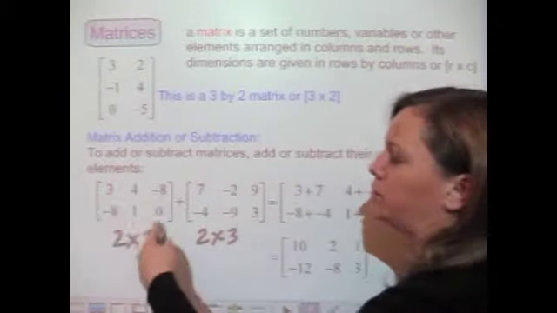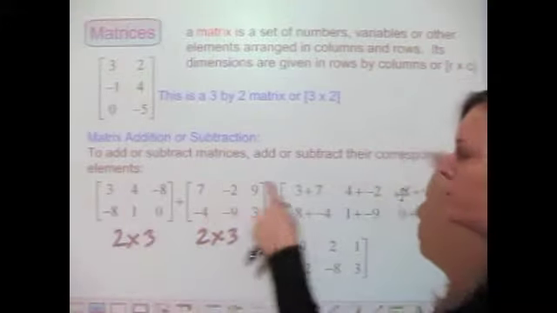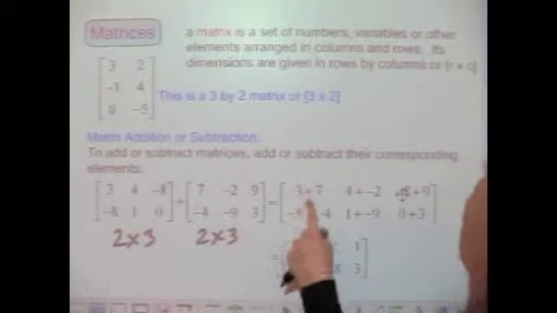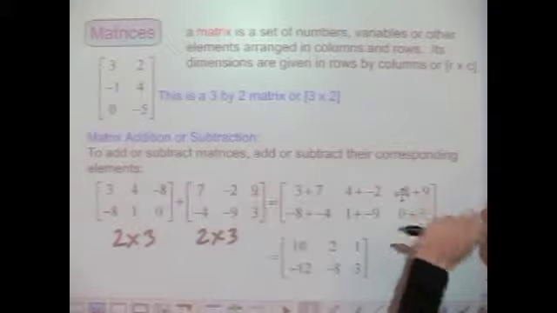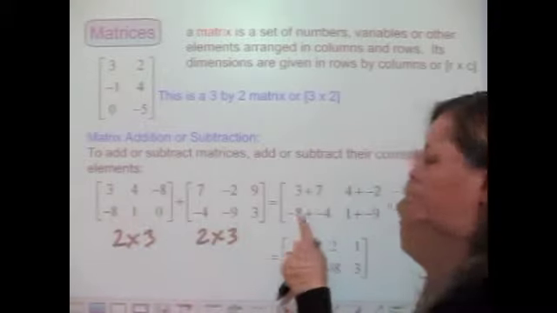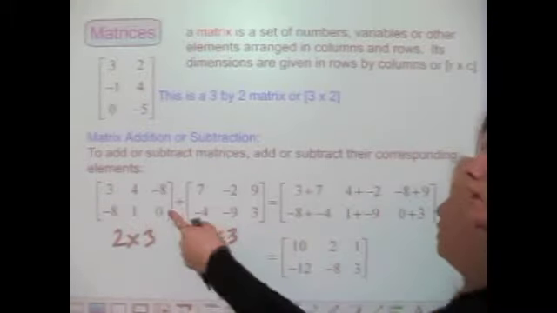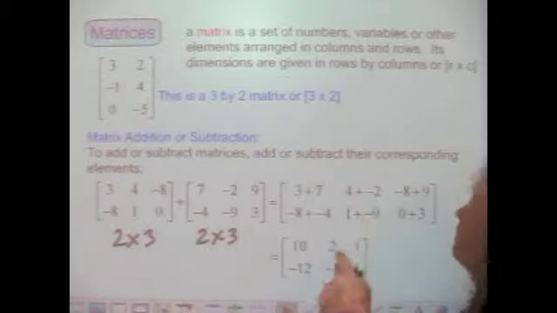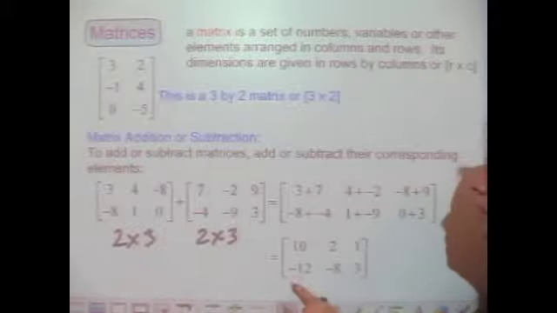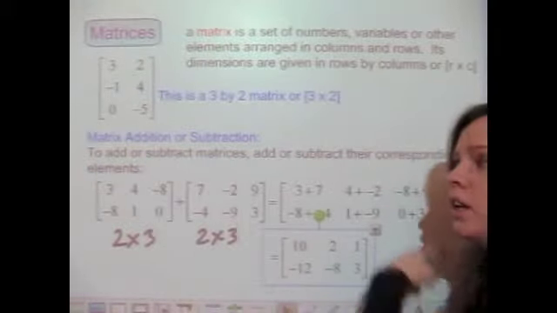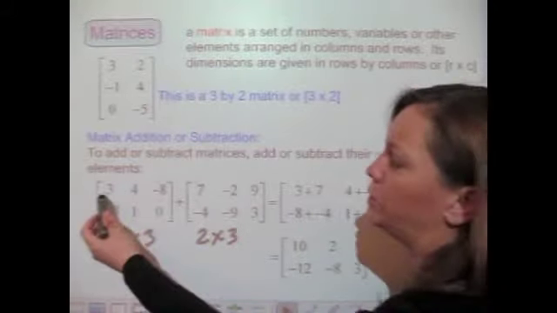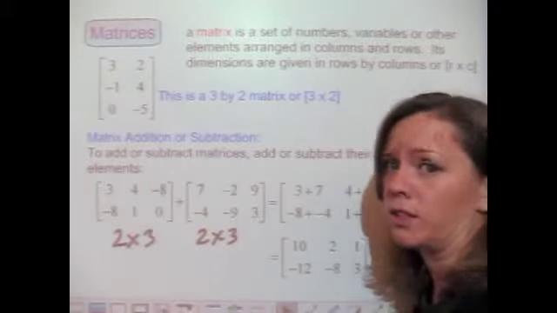So if I add this matrix to this matrix, I'm going to add 3 plus 7, 4 plus negative 2, and negative 8 plus 9. Over here. I can't move my cursor out of the way. There we go. Negative 8 plus 9. Then I'll add negative 8 plus negative 4, 1 plus negative 9, 0 plus 3. And then all we do is simplify this. So 3 plus 7 is 10, 4 plus negative 2 is 2, negative 8 plus 9 is 1, negative 12, negative 8, and 3. So that's all there is to addition or subtraction. If this were subtraction right here, all we would do is do 3 minus 7 and continue that process along.